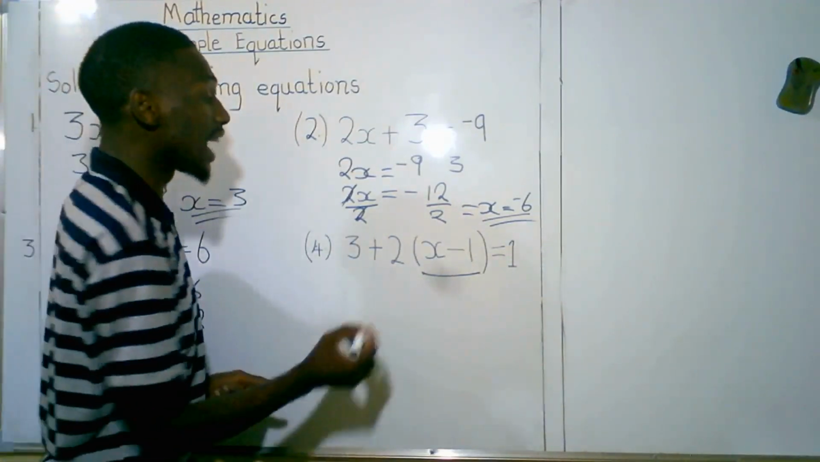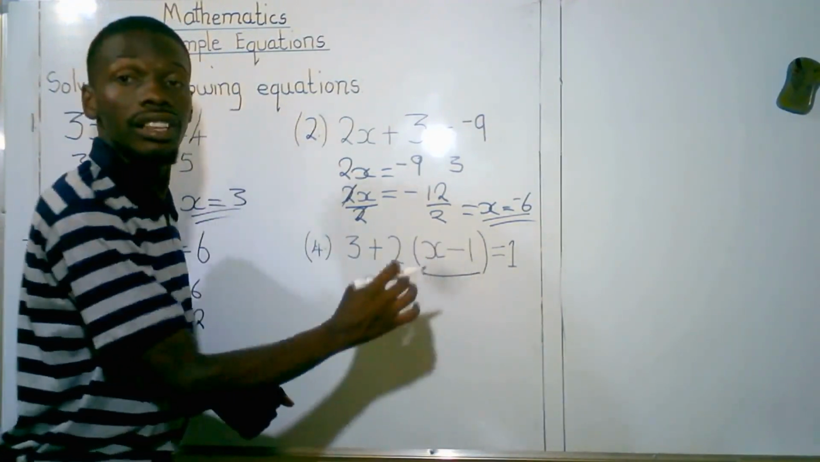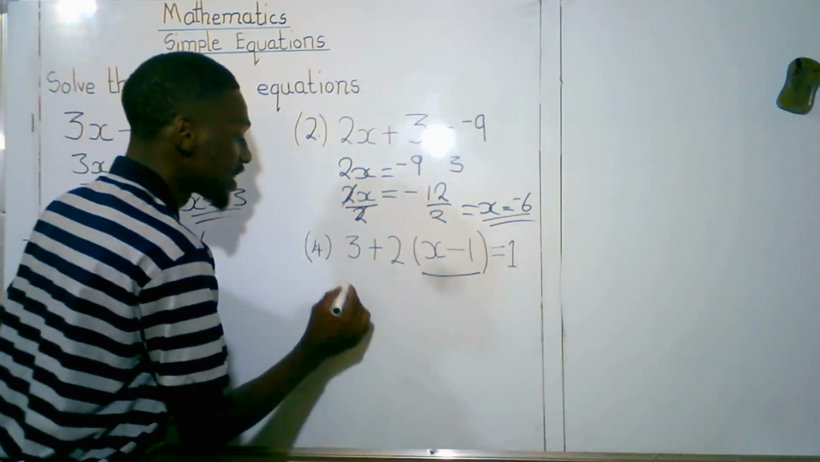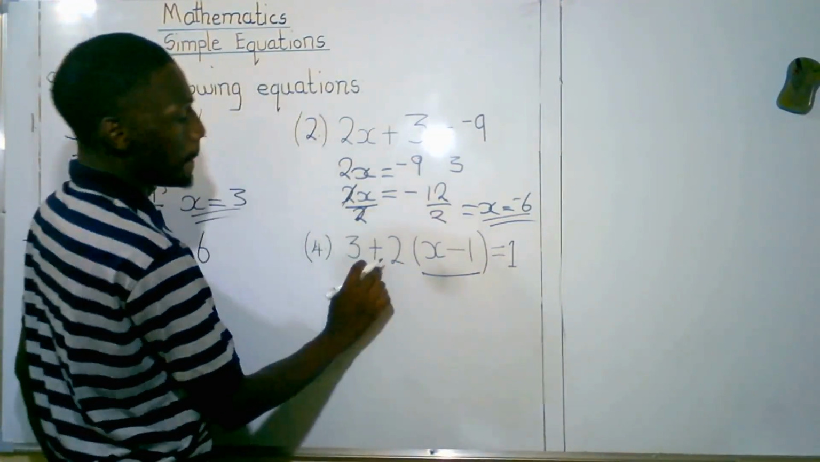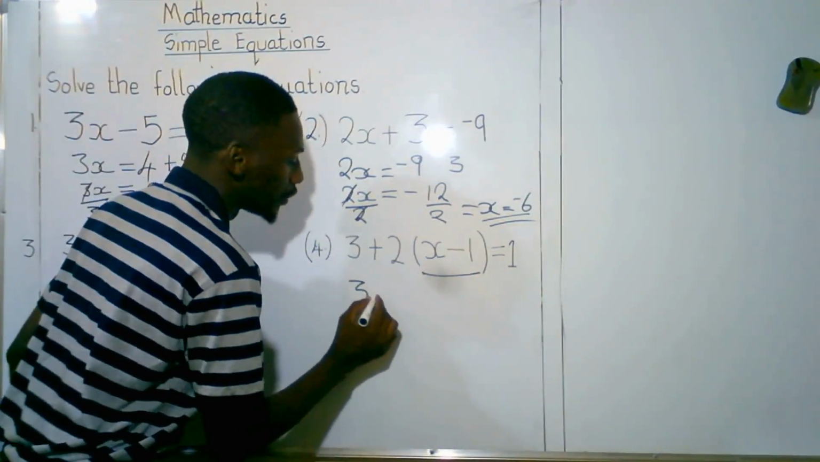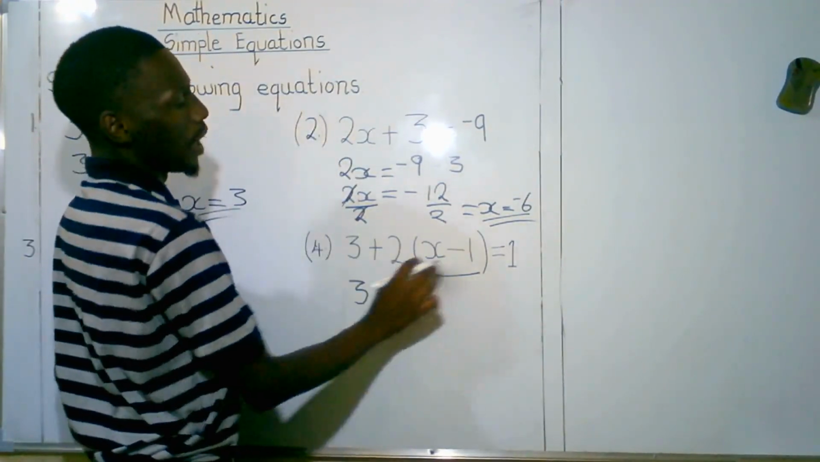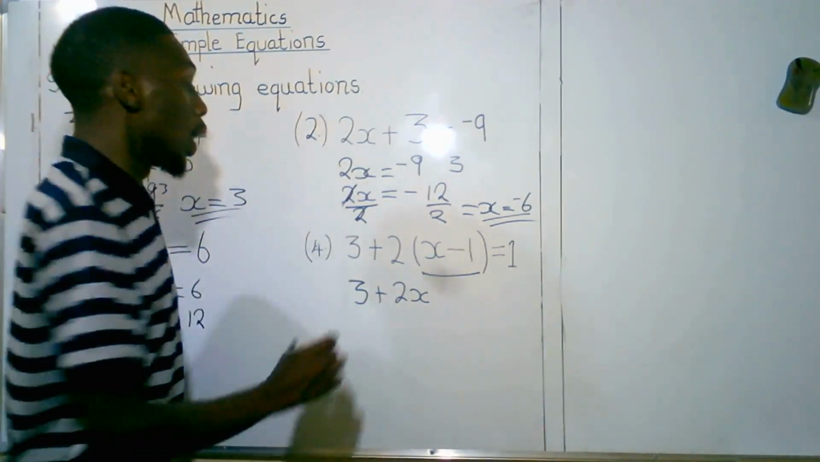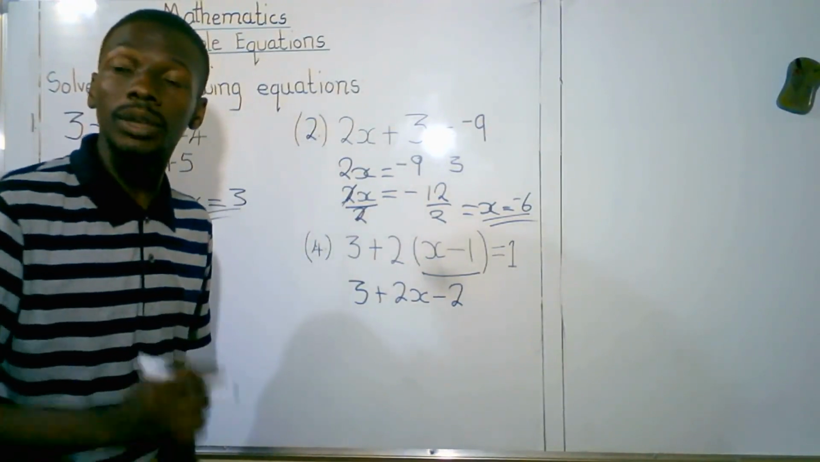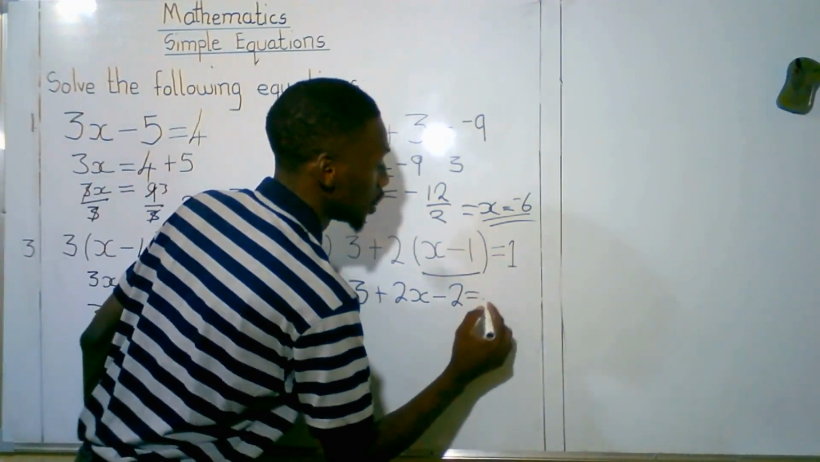We are going to multiply the number and the variable in the bracket by positive 2. So we're going to bring down 3 as it is. Positive 2 multiplied by x, we are going to have positive 2x. Positive 2 multiplied by negative 1, we are going to have negative 2. Remember, positive multiplied by negative, it is negative. Very good. Is equal to 1.